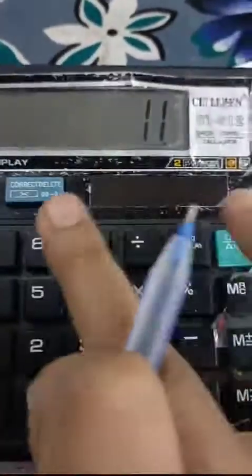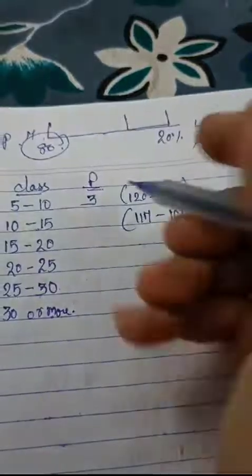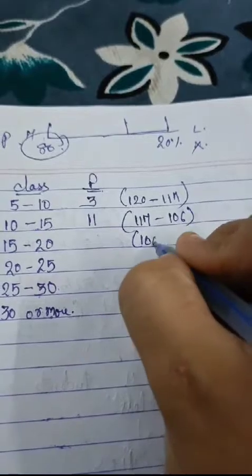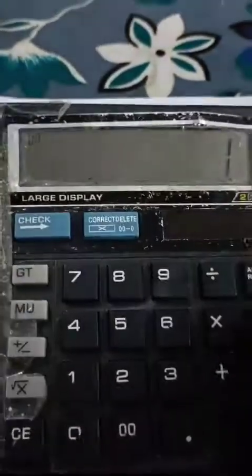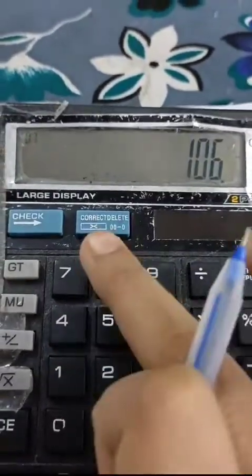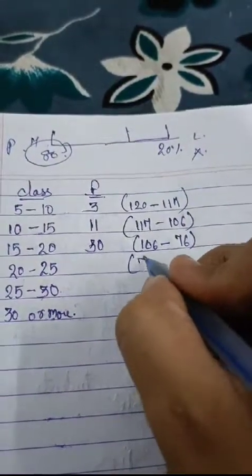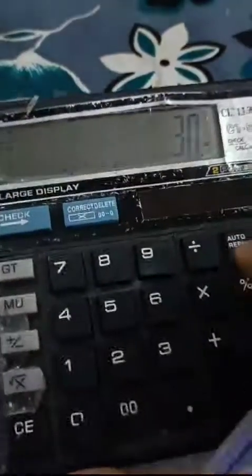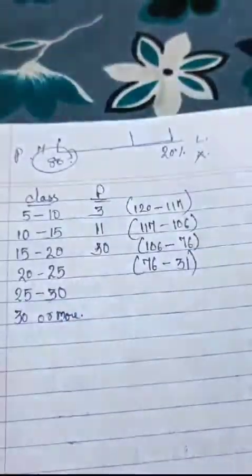117 minus 106. So what is it coming? 11. We will write here 11. Same way for 15 the cumulative frequency they have given 106, minus for 20 they have given 76. So 106 minus 76 is 30. So the frequency for 15 to 20 is 30. Same way for 20 it is 76, but for 25 they have given 31. So 76 minus 31 is 45.